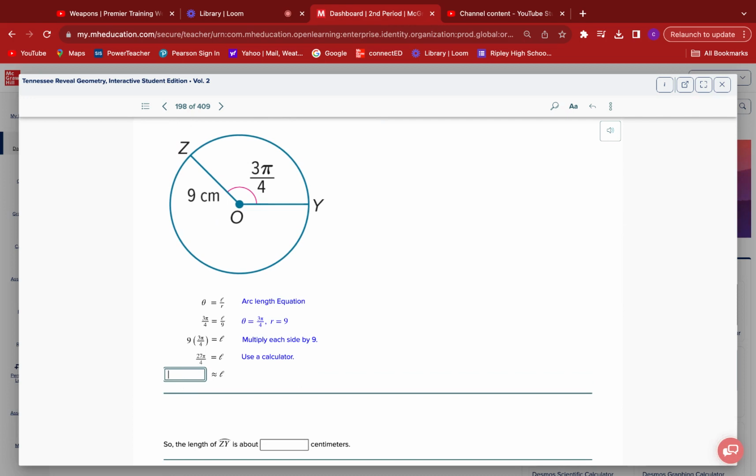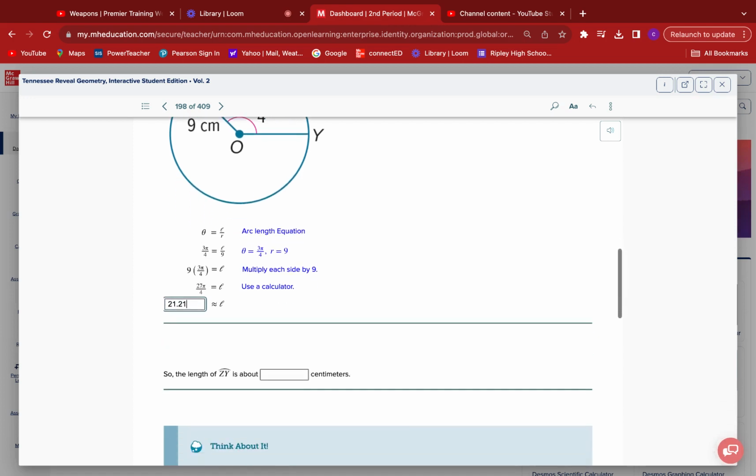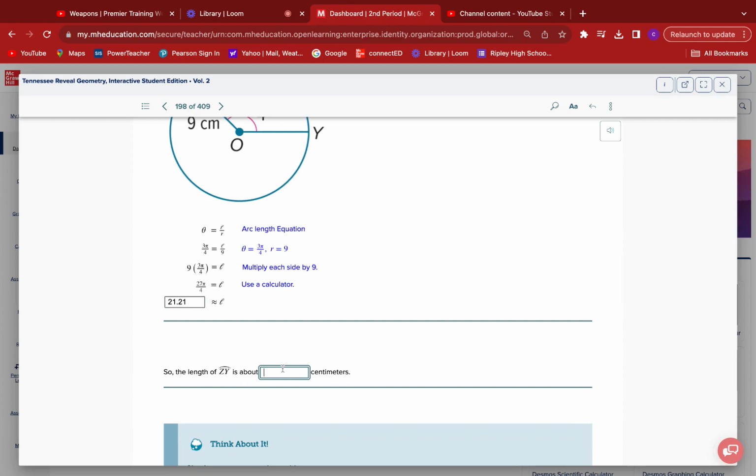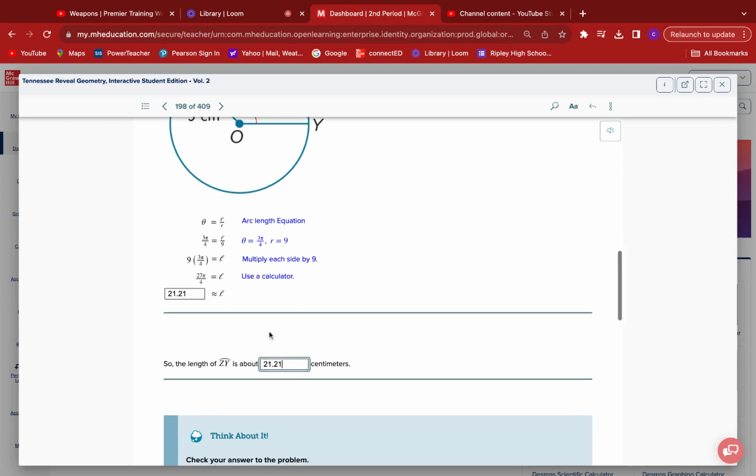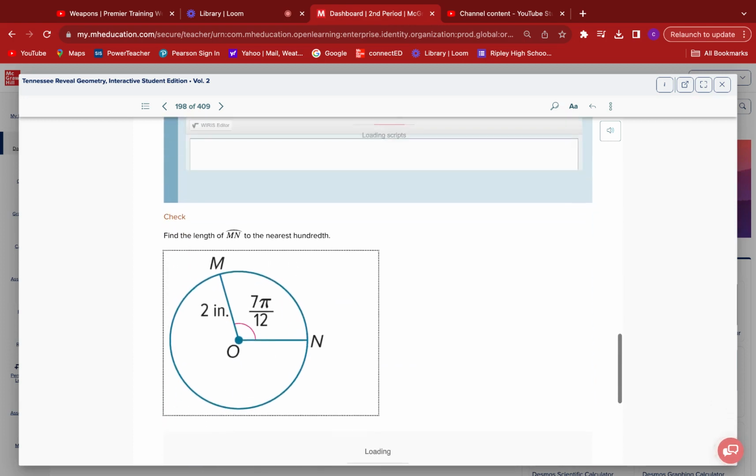So we got 27 pi over 4. In my calculator, it looks like that's going to be about 21.21. All right, 21.21. There's your arc length. All right, so we need to find the length, okay, 21.21 centimeters. All right, fantastic.